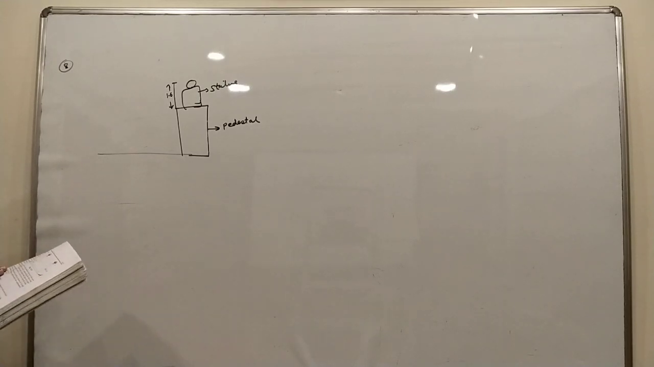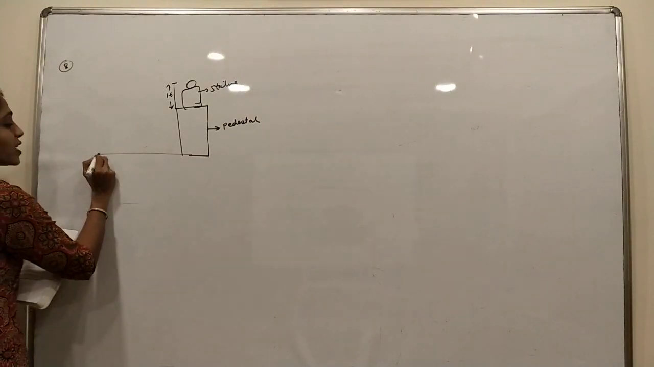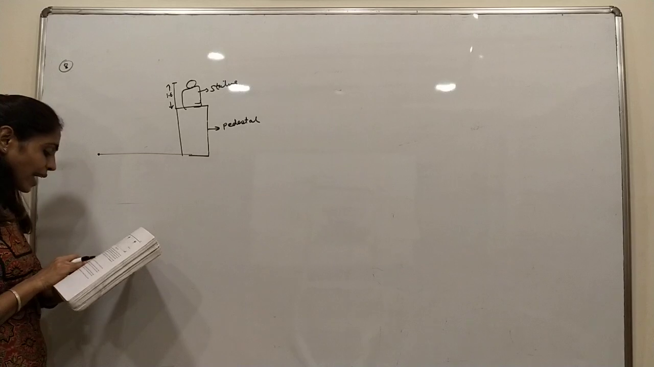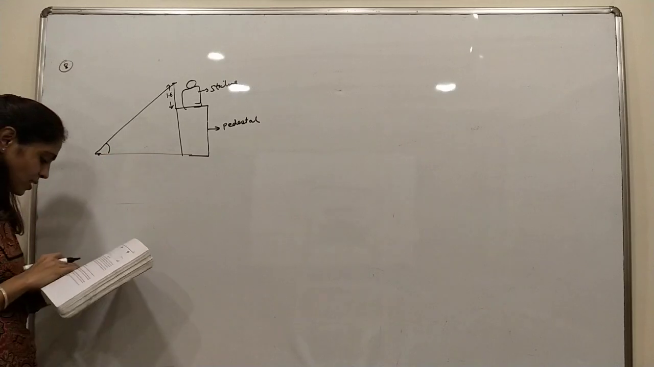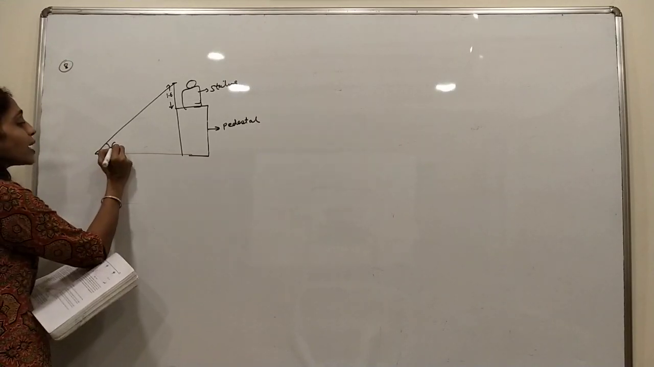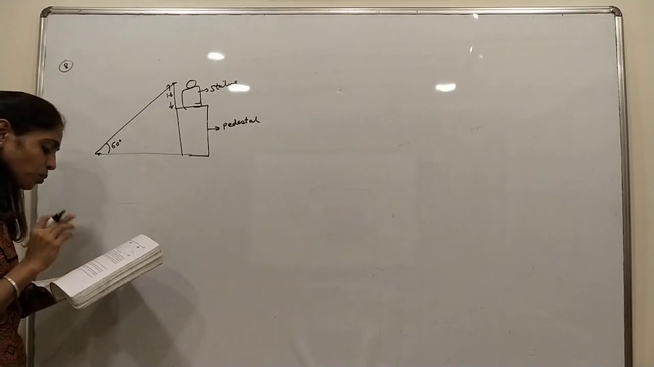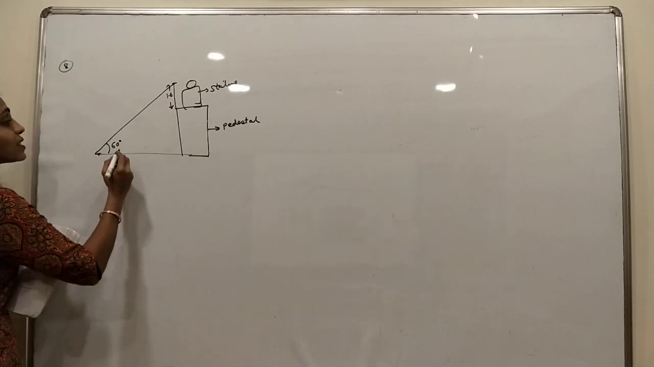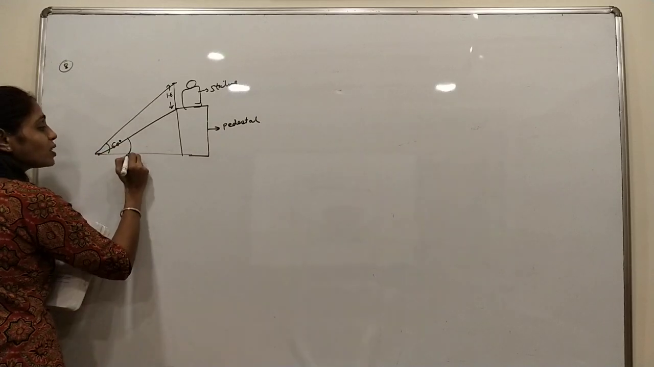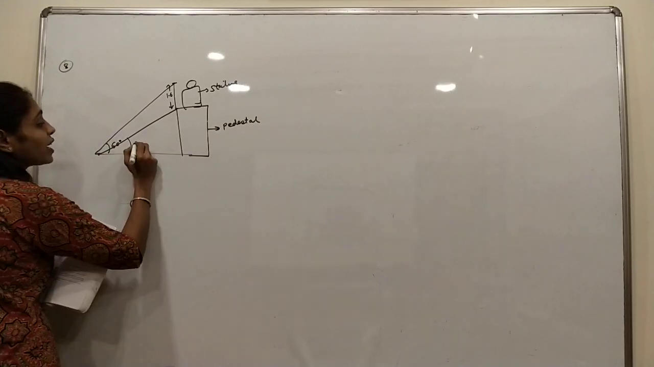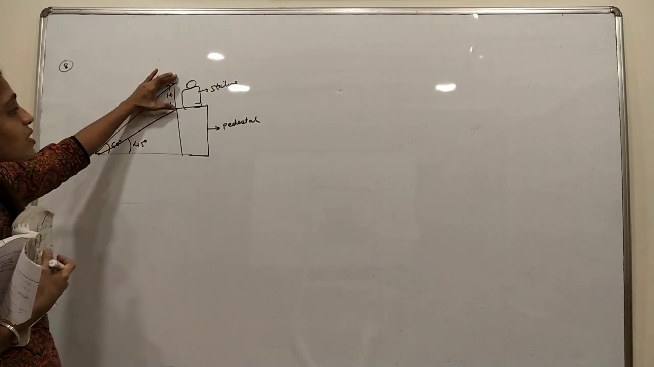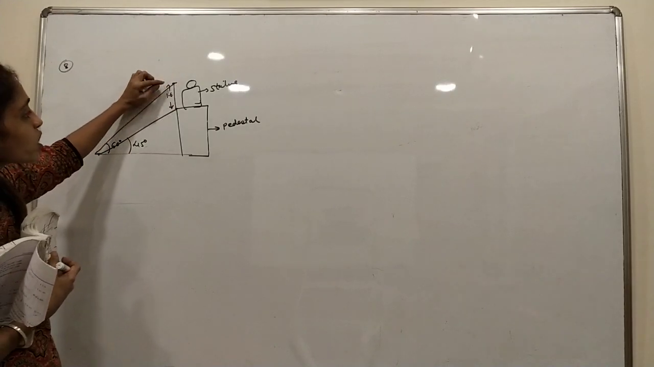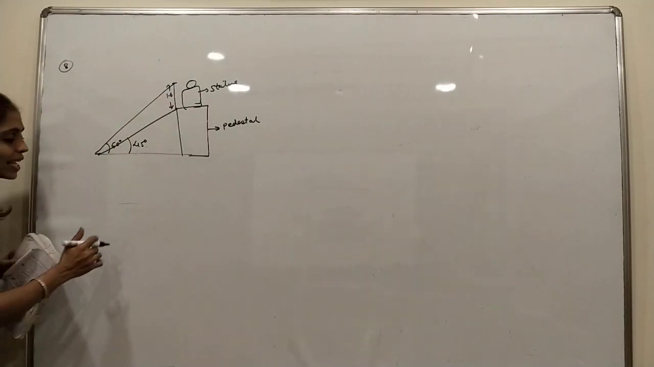A statue 1.6 meter tall stands on the pedestal. From a point on the ground, a person is standing. The angle of elevation of the top of the statue is 60 degrees, and from the same point the angle of elevation of the top of the pedestal is 45 degrees. Got it? A pedestal, and on the pedestal the statue, and the height of the statue is 1.6. Then the figure is like this.